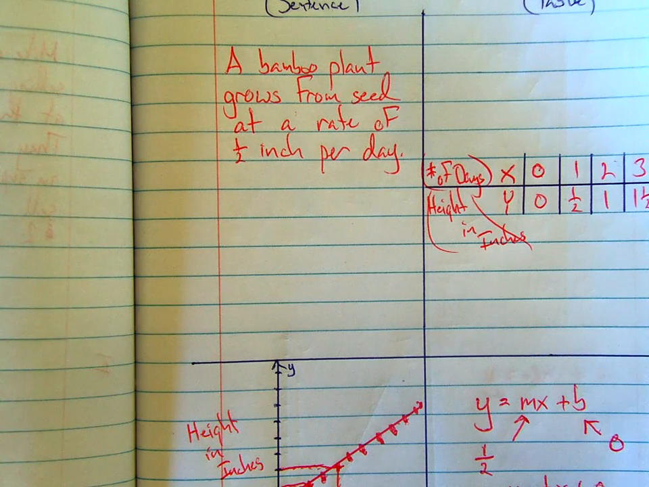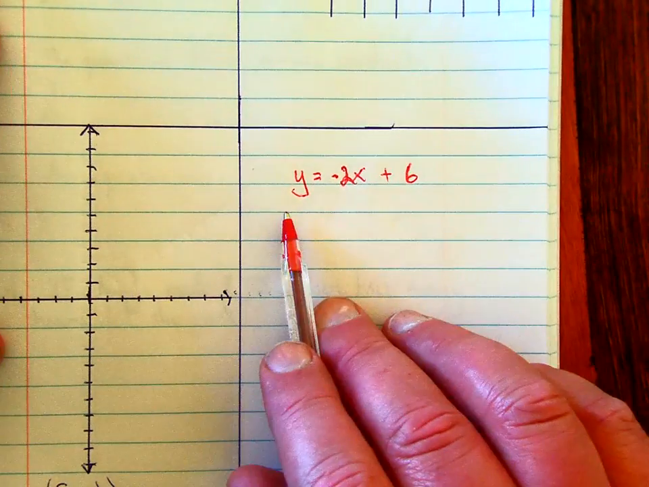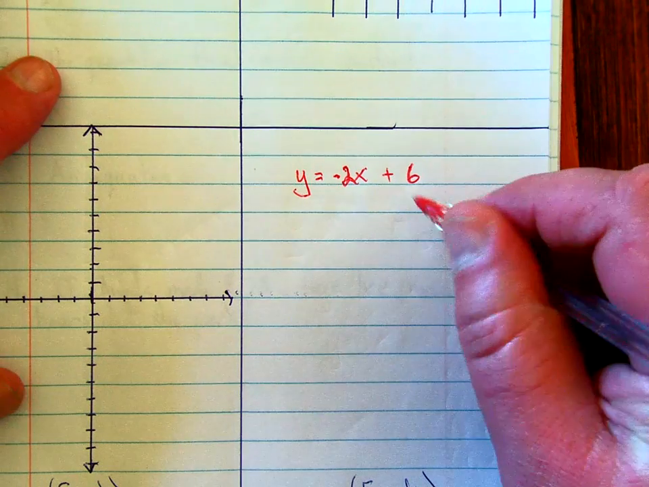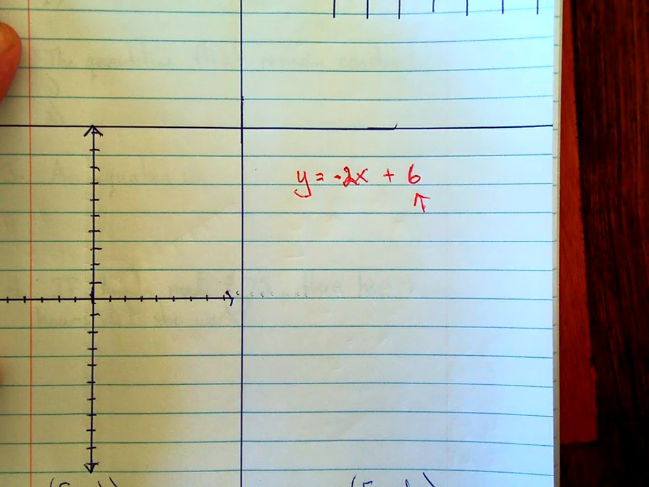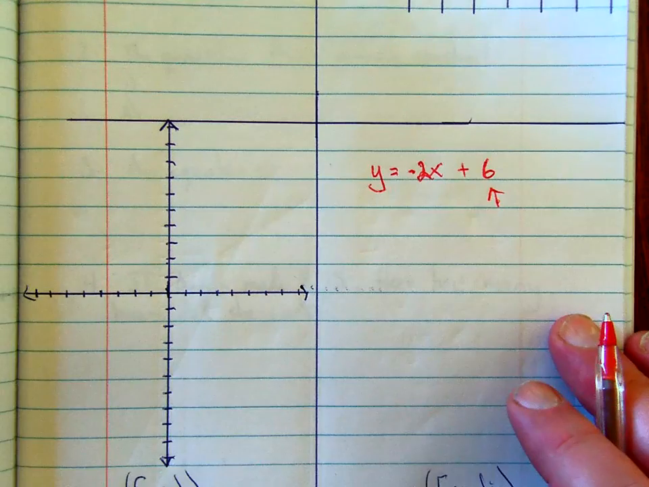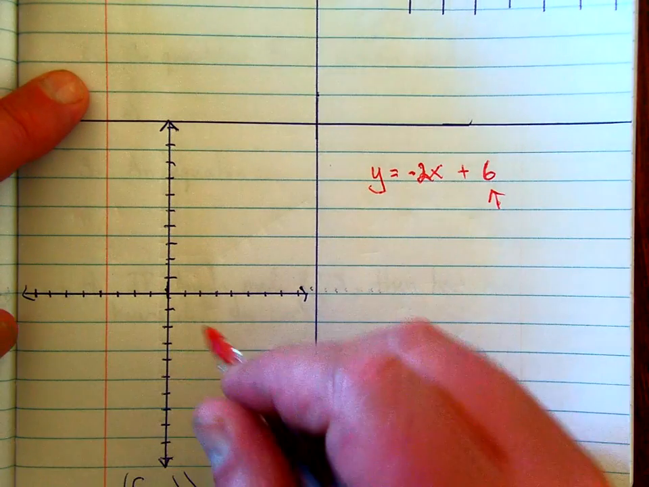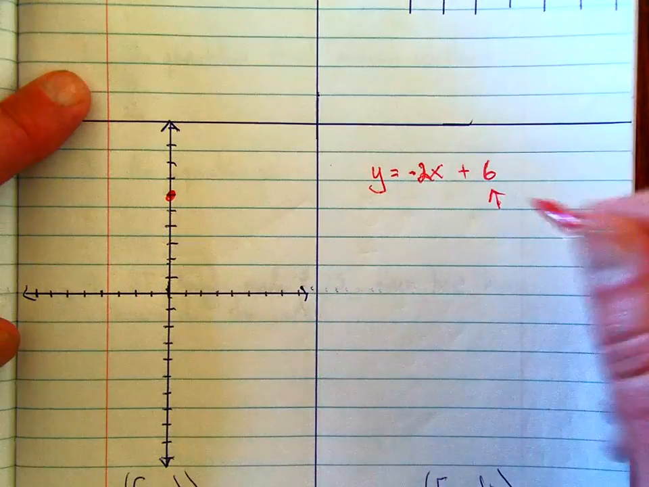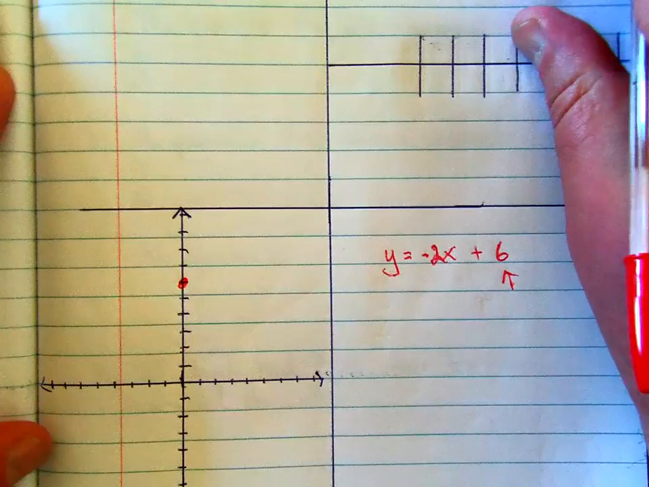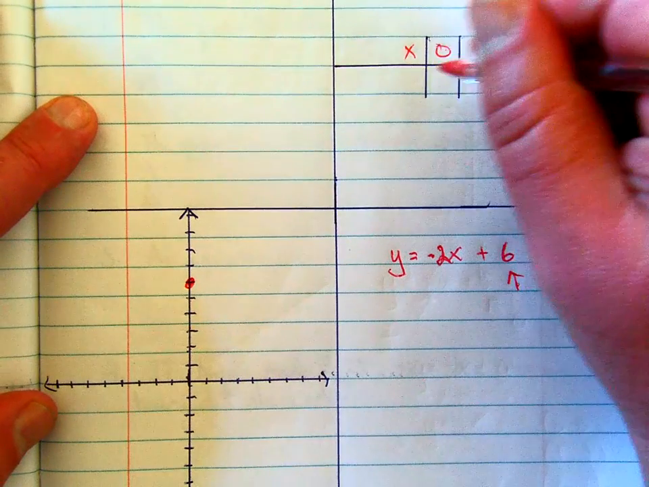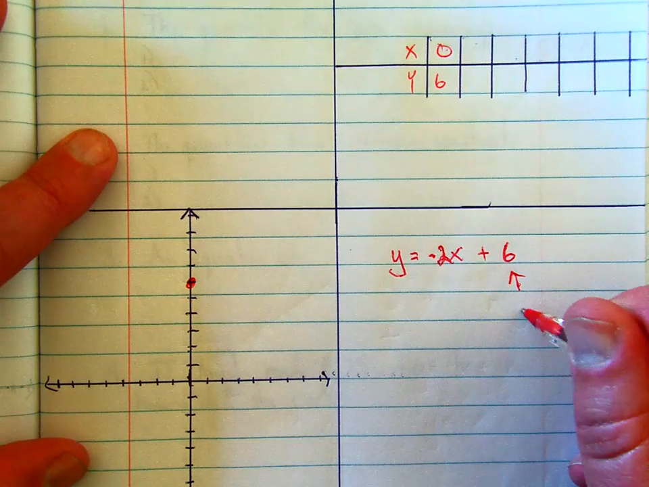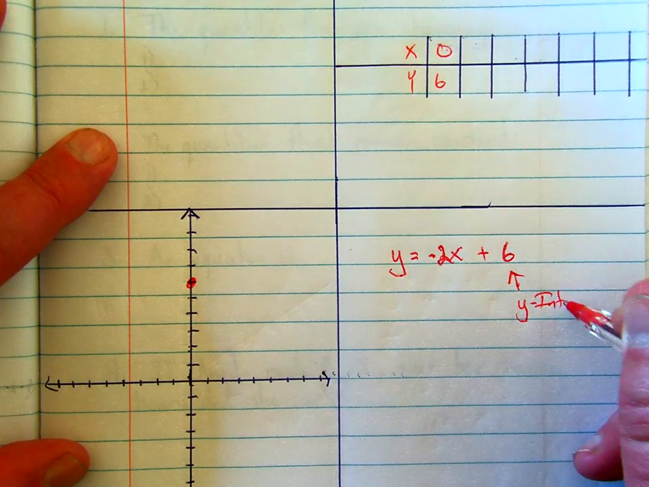Finally, starting with the one I prefer to start with, an equation: y equals negative 2x plus 6. Well, this value, this 6, is where my line crosses the y-axis. So it crosses at 6, 1, 2, 3, 4, 5, 6. And that means on my chart, when x is 0, y is 6. So that is my y-intercept. And in this case, it has a slope of negative 2.